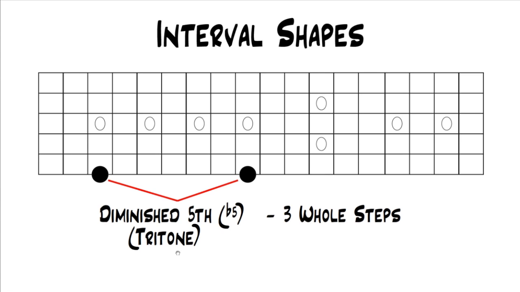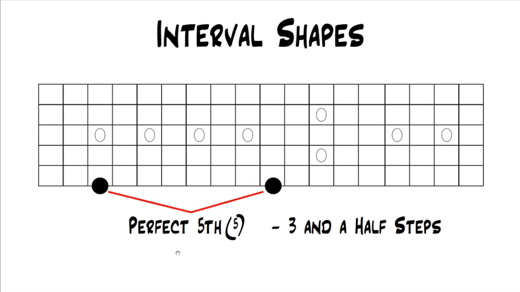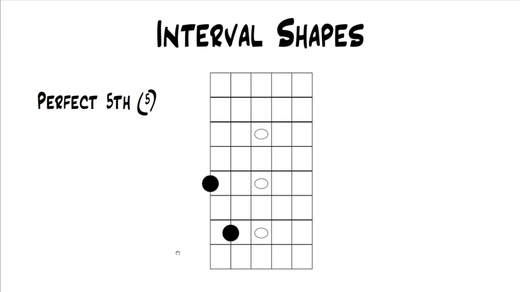The next interval is a diminished fifth, or a tritone, which is a flat 5, which is 3 whole steps on one string. That would look like this. The next one was a perfect fifth, or just a 5, and that was 3.5 steps. That would look like this.